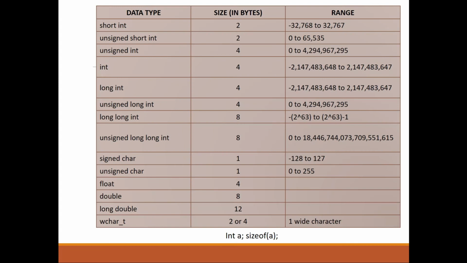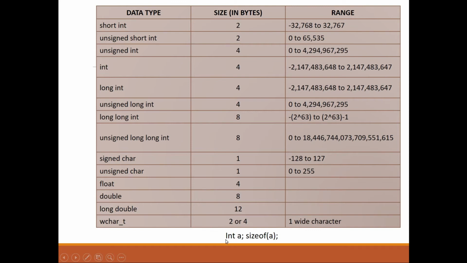Now, these are the different data types you have. Short int, the size occupied is 2 bytes. Unsigned short int, again 2 bytes. But integer occupies 4 bytes. Float also occupies 4 bytes. Character occupies 1 byte. Double occupies 8 bytes. So how can you find it out?